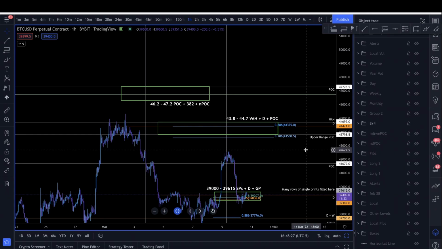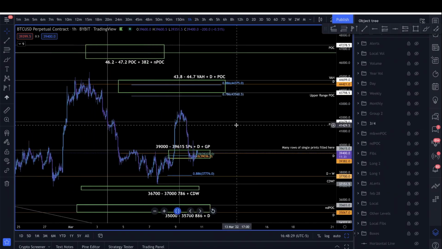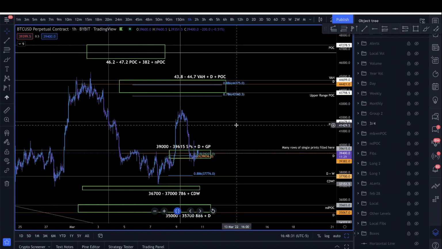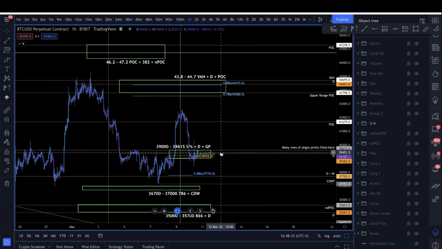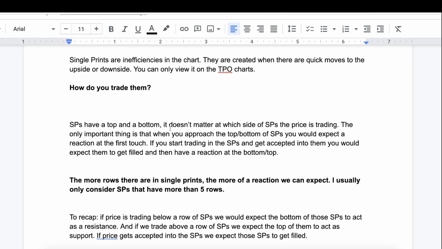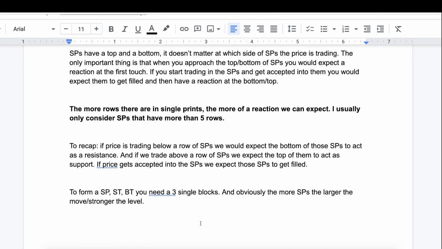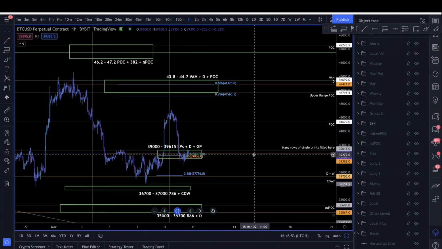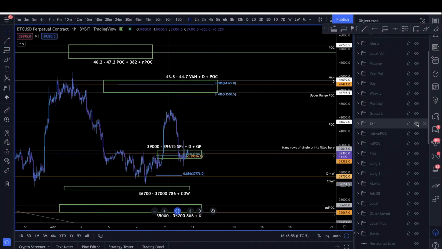I must have taken them off my chart, but we also recently had other single prints that we were looking at for extra confluence, okay? Extra confluence. So basically, to recap, if price is trading below a row of single prints, we expect the price to come up, hit the bottom of that row for an initial reaction, and then if price gets acceptance inside of those single prints, and when I say acceptance, I literally mean price just comes inside. Okay, price literally just comes inside.